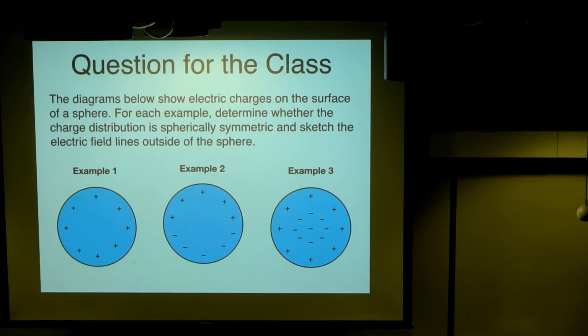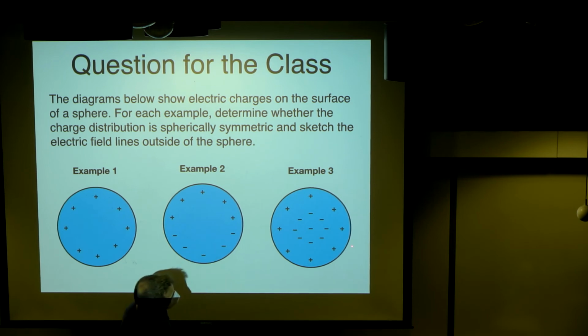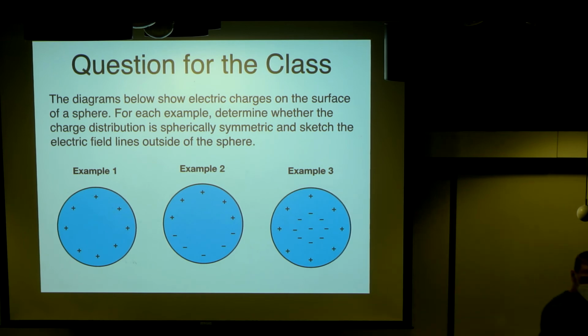Okay, what about example number 3? Yes. Even though it's a bit more complicated than this case, it has this property where if we were to rotate this thing around a central point, it would look the same. In other words, the type of charge density we have really only depends on your distance from the center. We have negative charge density in the middle, going to positive, but it only depends on your distance from the center. It doesn't depend on anything else.